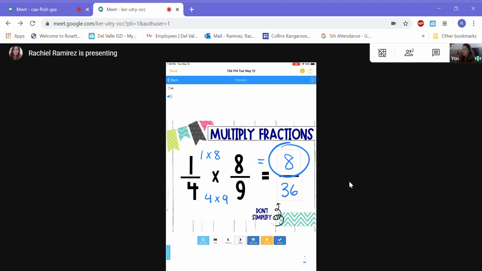Okay, if you look here on the boom cards, it says don't simplify. That means that even though 8 and 36 can be simplified because they're both even numbers, you don't have to simplify. Okay, and that's it. That's all you have to do for that question. So let's look at the second one.